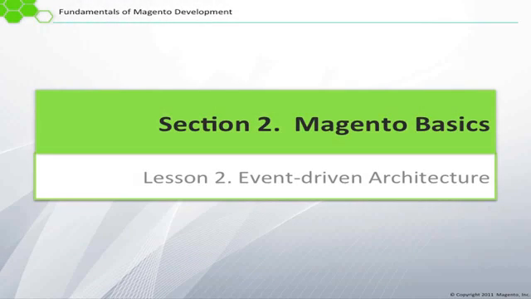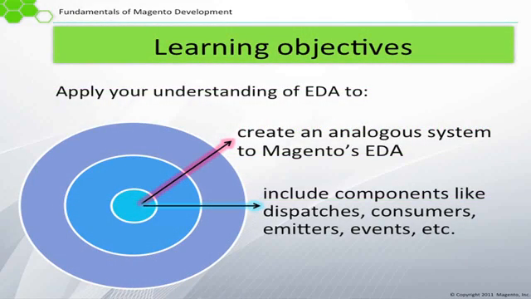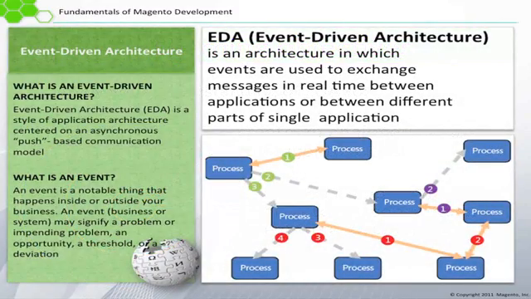This is section 2. In section 1, we talked about MVC and OOP in relation to Magento. And now we're going to talk about event-driven architecture. We'll be going through this and taking a look at what composes an event-driven architecture system. And what I'd like to point out first is, what's the point of having an event-driven architecture?